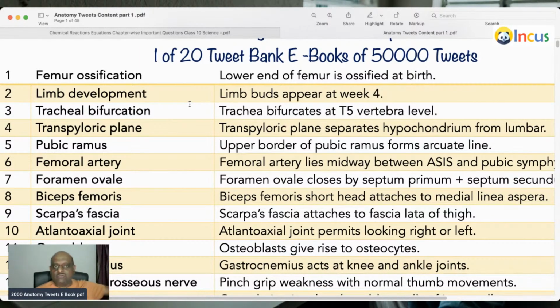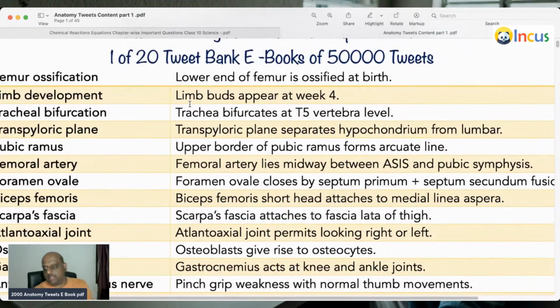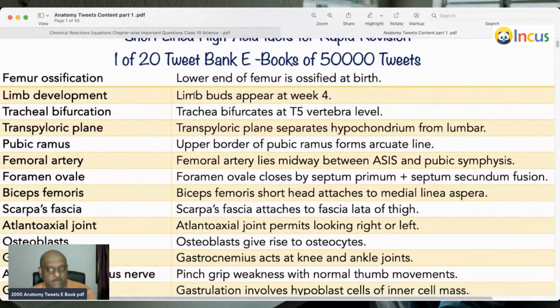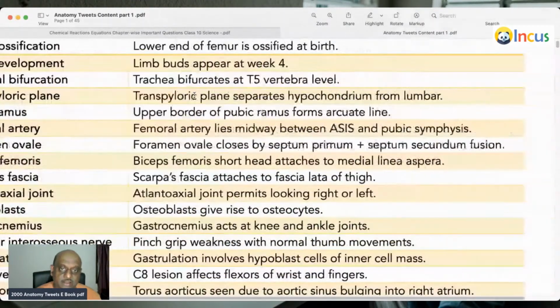What is the importance of the transpyloric plane? It separates the hypochondrium from the lumbar region. The upper border of the pubic ramus forms the arcuate line. What is the anatomical landmark for the femoral artery, doctor? The femoral artery lies midway between the anterior superior iliac spine and the pubic symphysis.